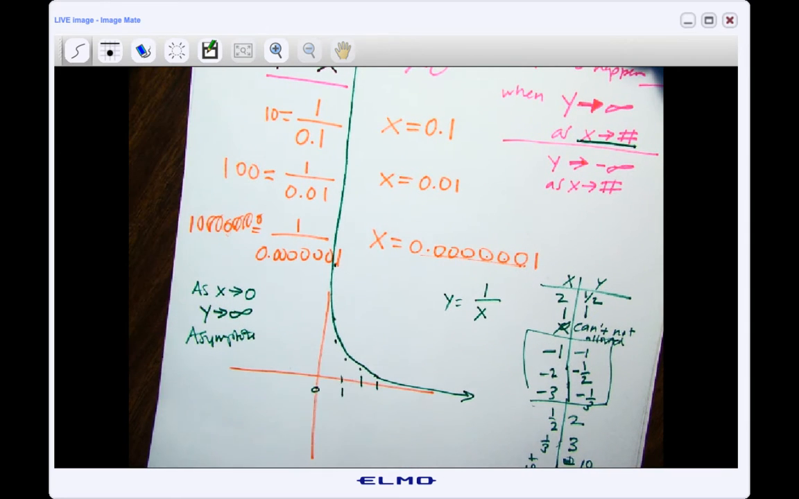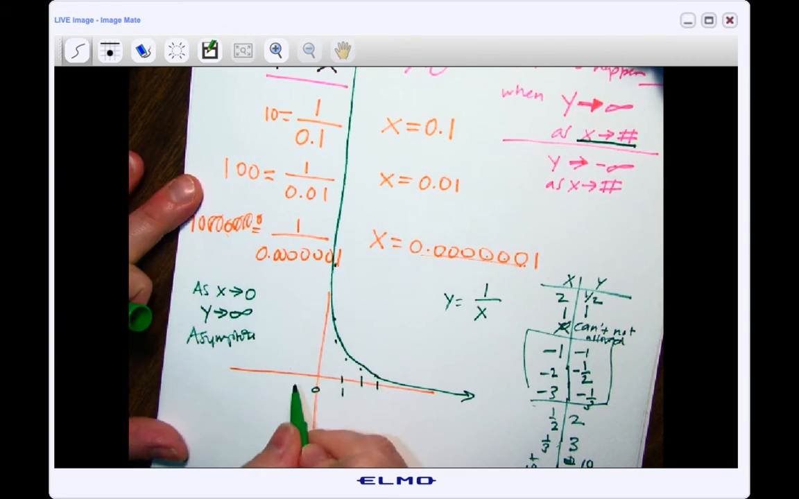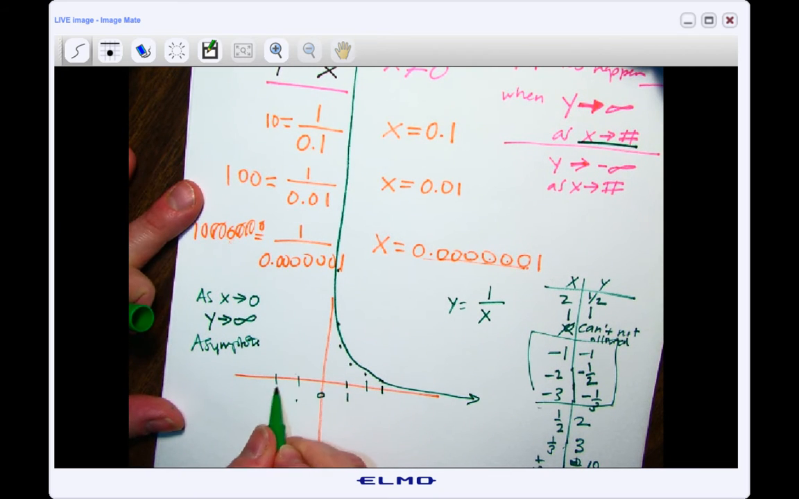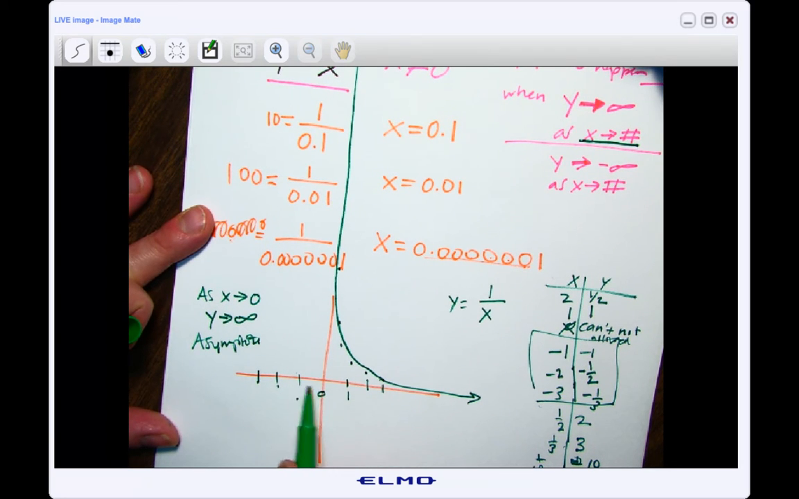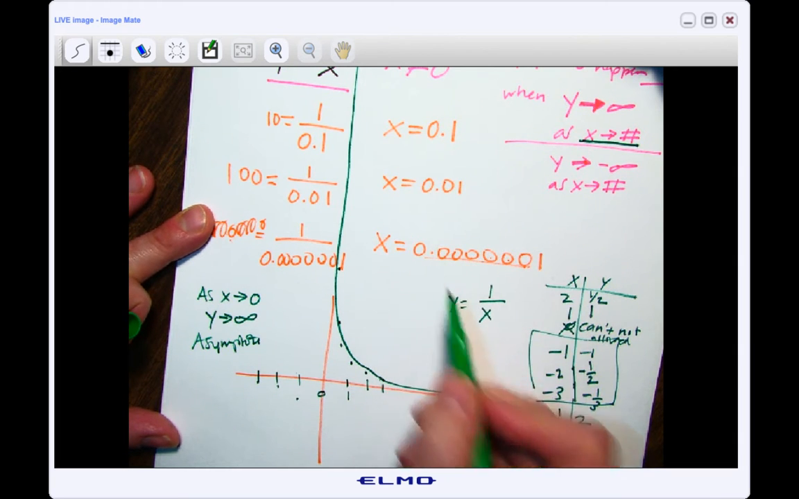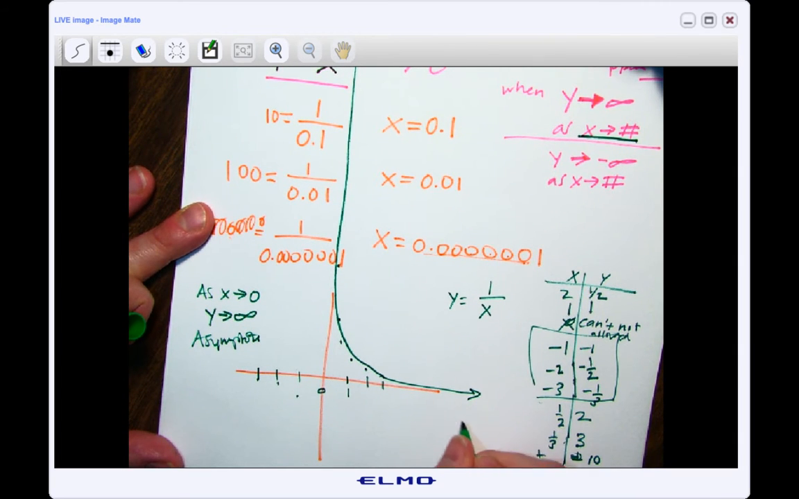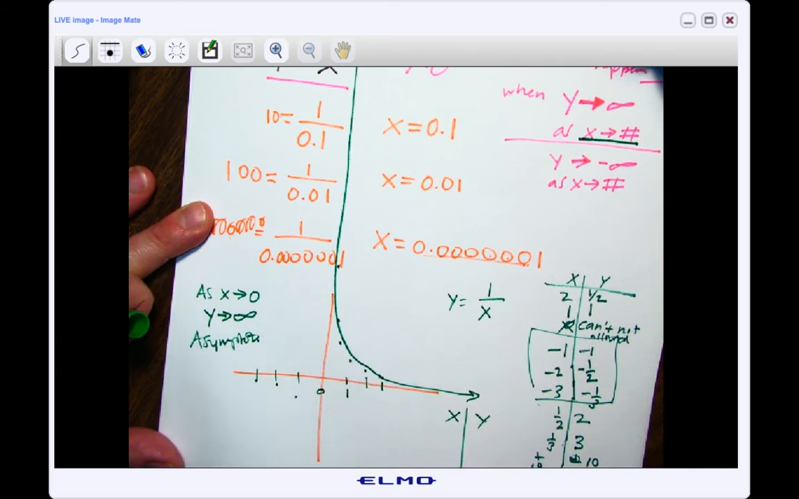When I did -1, I got a -1. A -2 gave me a -1/2. And a -3 gave me a -1/3. And what's going to happen between here and here? Well, again, if I stick negatives in front of these numbers, I'm going to make another table here because you can't see it otherwise.